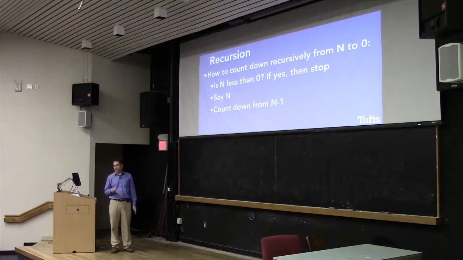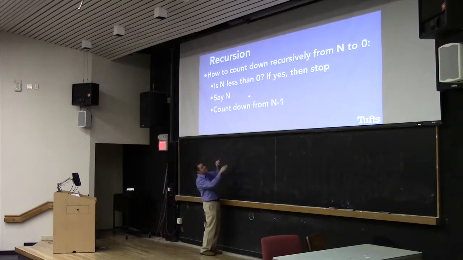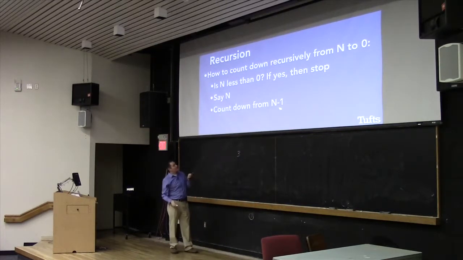Count down from n minus 1. Okay? So if we say count down 3, we're going to do the first thing. Are we less than 0? No. So we say 3, or we write it down. And then count down from n minus 1, which is 2. And then we do the same thing.